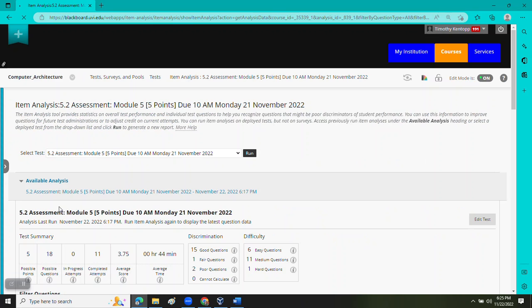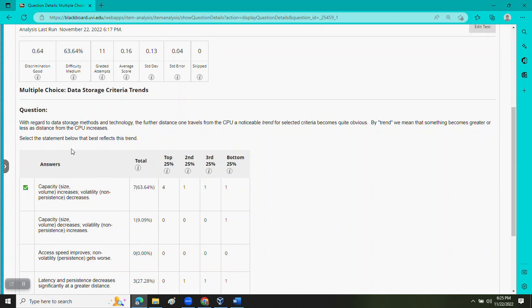The next item that posed a challenge for students reads, it's about data storage criteria trends. With regard to data storage methods and technology, the further distance one travels away from the CPU, a noticeable trend for selected criteria becomes quite obvious. By trend, we mean that something becomes greater or less as distance from the CPU increases. Select the statement below that best reflects this trend. That has to do with the large table that's arranged in landscape mode toward the end of the study guide for Module 5.